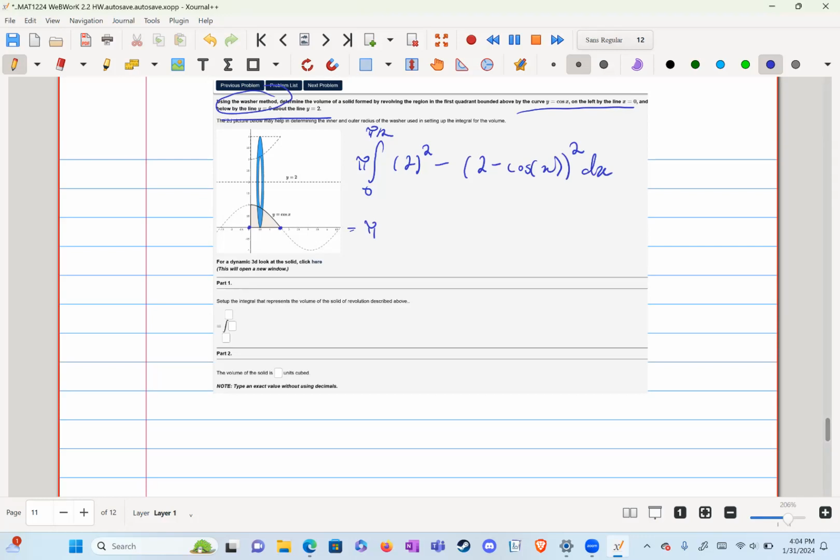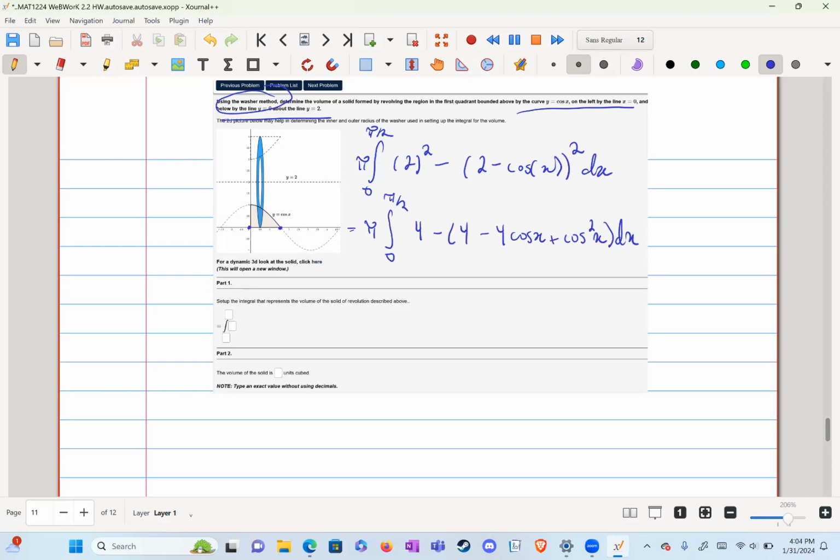Not evaluating this, but simplifying this a little bit more. We can have pi from 0 to pi over 2, 4 minus 4, so it's going to cancel out eventually, minus 4 cosine of x plus cosine squared of x dx.